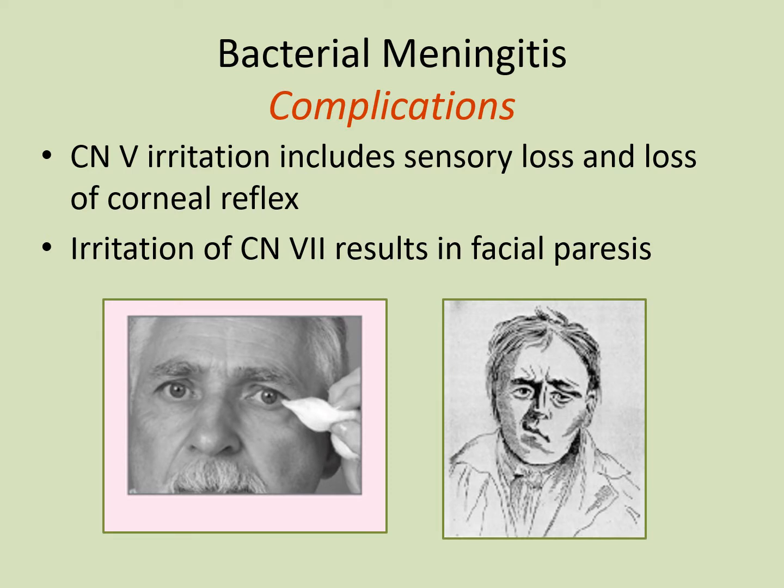As a complication of meningitis, we can also see irritation to cranial nerve number 5 as well as cranial nerve number 7. Remember that 5 is involved in the sensory portion of the corneal reflex test. Okay, and then irritation of cranial nerve number 7 results in facial paresis, weakness of the facial muscles.